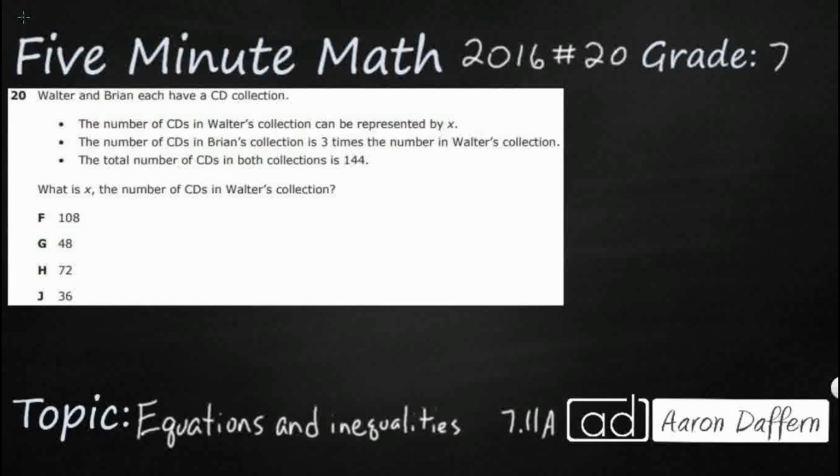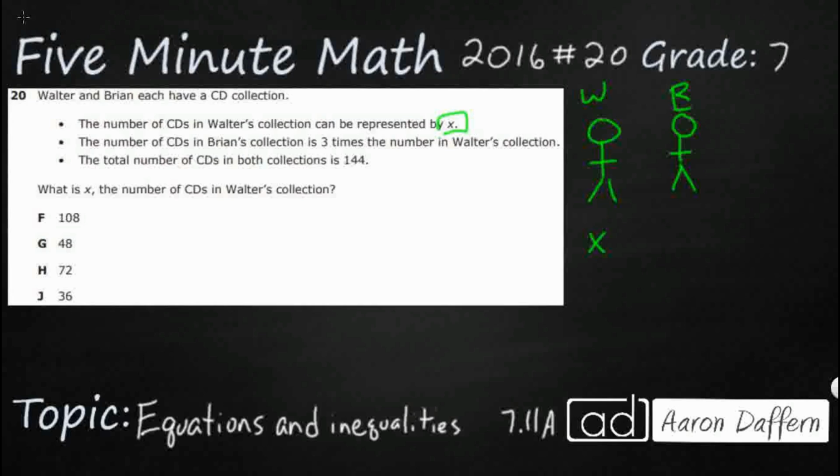So we've got Walter and Brian each having a CD collection. I'm just going to visualize this real quick. Here's Walter. Here's Brian. So they've got CDs. The number of CDs in Walter's collection can be represented by X. We really don't know what that is, so I'm just going to put X.